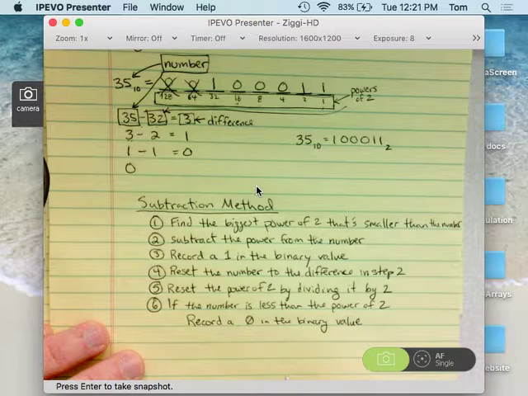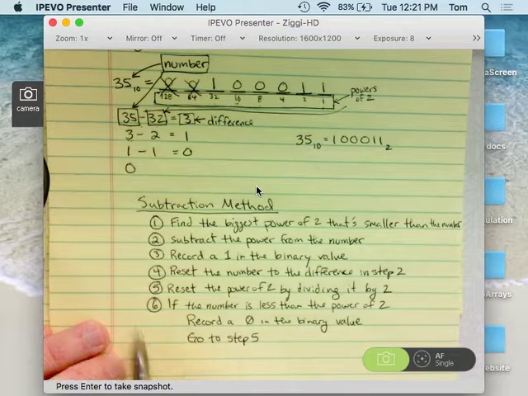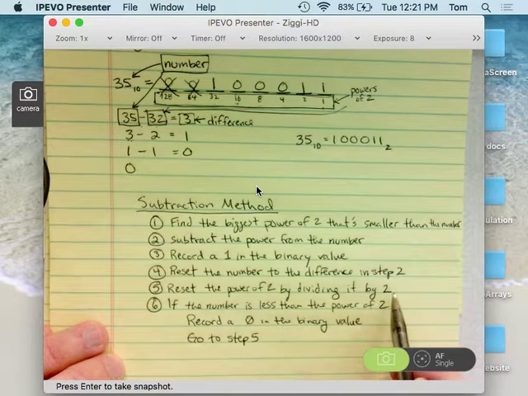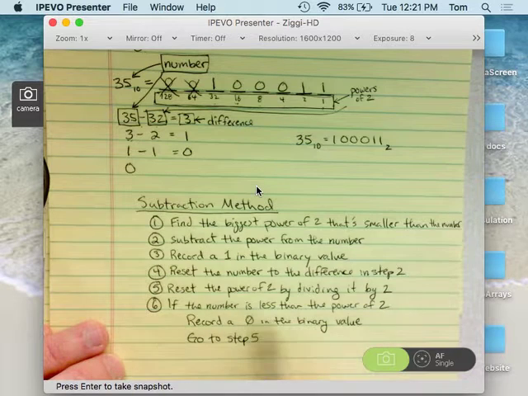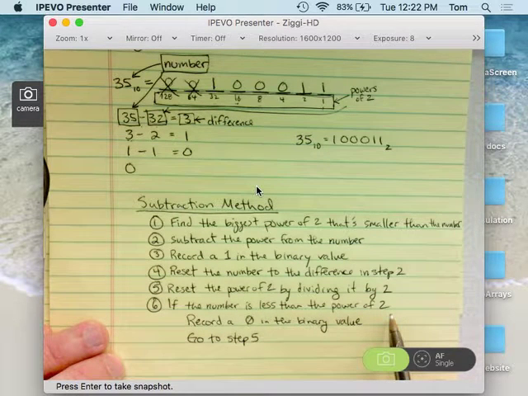And then I'm going to do a little trick here. I'm going to say go to step 5. Okay? So go to step 5 would bring me back up to here to reset the power of 2 by dividing it by 2. So I just used 16. Now I'm going to divide it by 2. I get 8. After step 5, I go to step 6. If the number is less than power of 2.